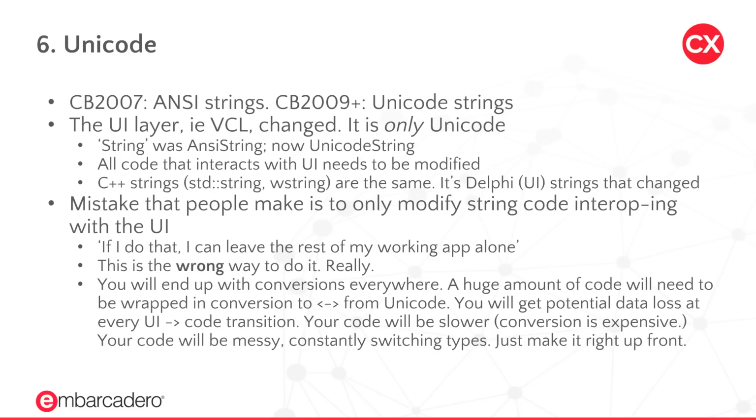And what this means is that all code that interacts with the UI needs to be modified. So presumably if you're using the VCL, then you'll have event handlers, for example, properties that you read and write, that kind of thing. They're all strings, and they were ANSI and are now Unicode. And you will need to change your code to account for that.